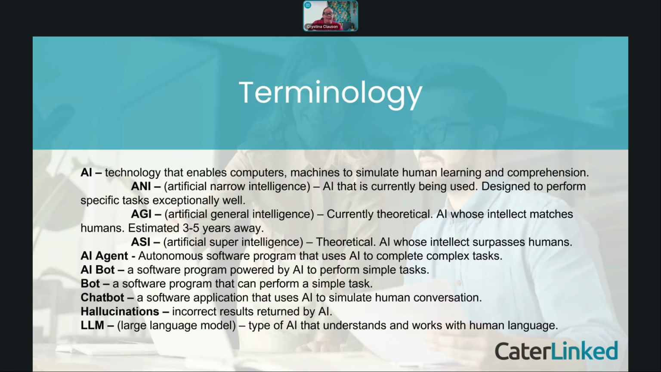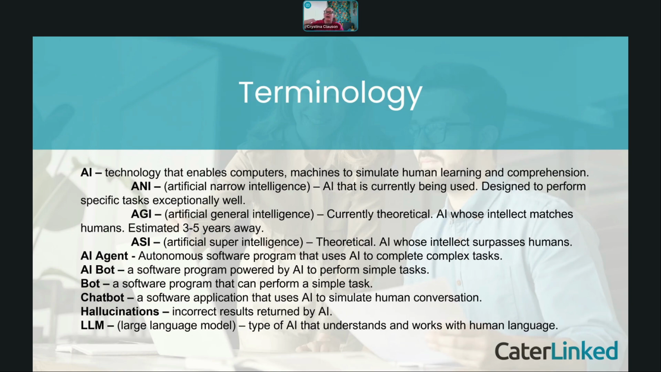AGI is artificial general intelligence. This is currently theoretical. It's AI whose intellect matches humans. Right now, it's estimated to be 3.5 years away, or my brother thinks it's about 14 months. But either way, it's on the horizon. ASI is artificial superintelligence, and this is also theoretical, and that's AI whose intellect surpasses humans. So that's all of those crazy science fiction movies that you watch where AI is much smarter than us. That's artificial superintelligence. AI agents are autonomous software programs that use AI to complete complex tasks.